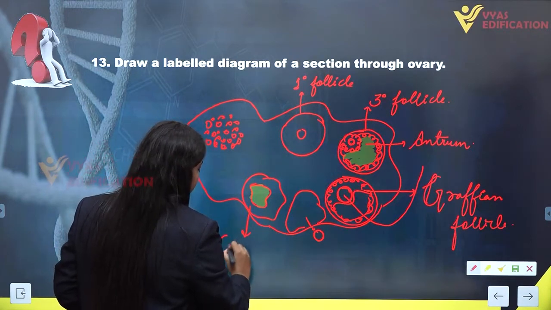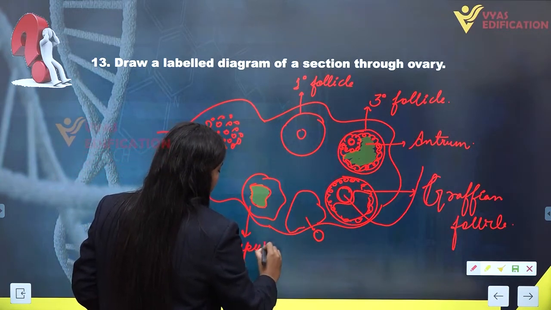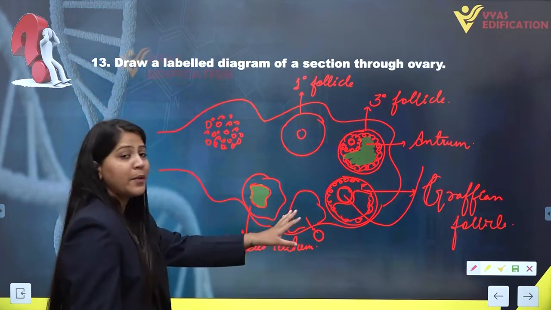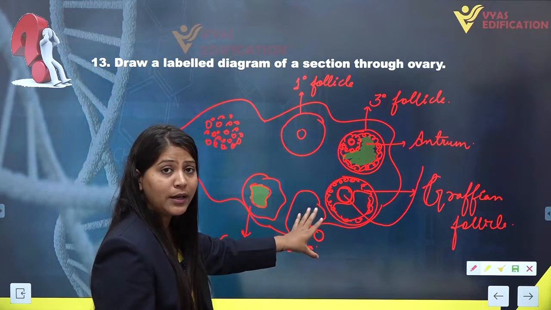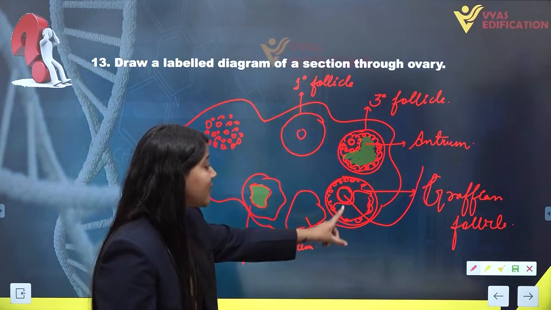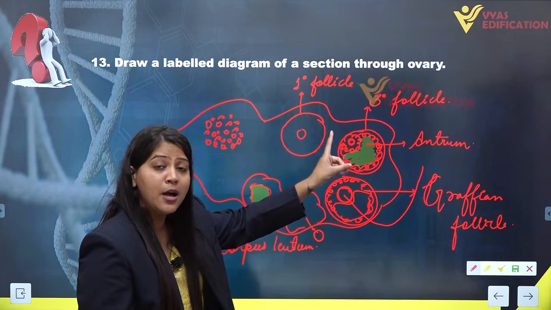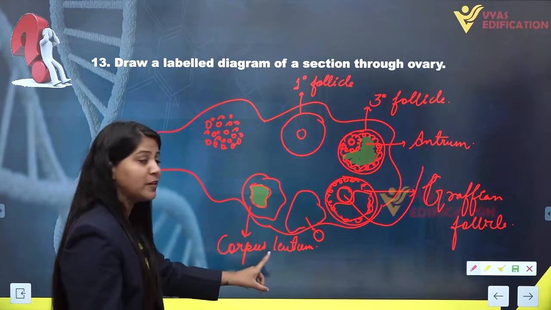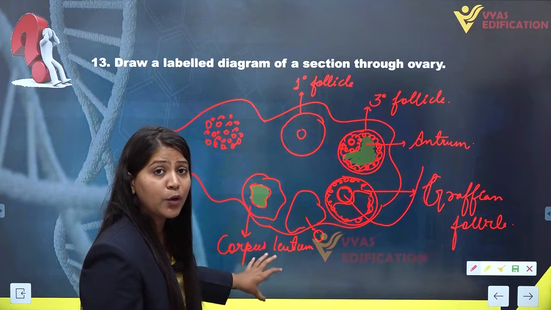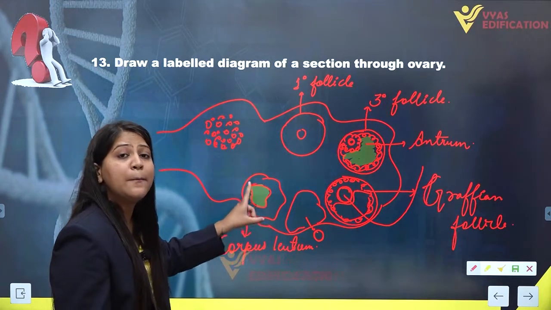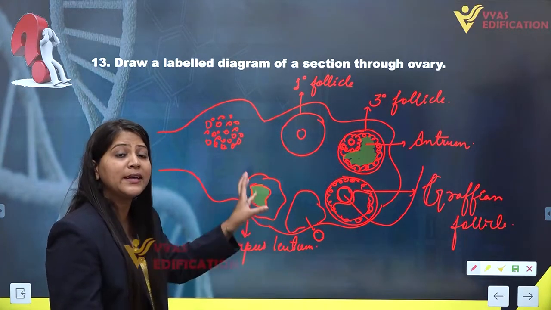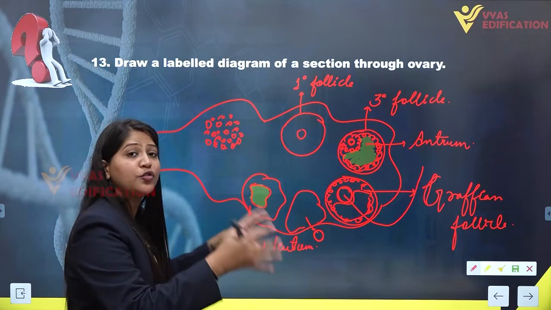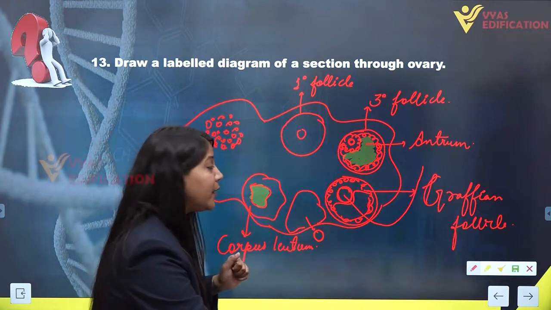Corpus luteum is formed from the remaining part of the Graafian follicle, which is ruptured to release the secondary oocyte from ovary into the fallopian tube. This Graafian follicle will transform into the corpus luteum, which acts as an endocrine gland and produces progesterone hormone, which maintains the endometrium lining of the uterus, which makes the uterus suitable for possible pregnancy.